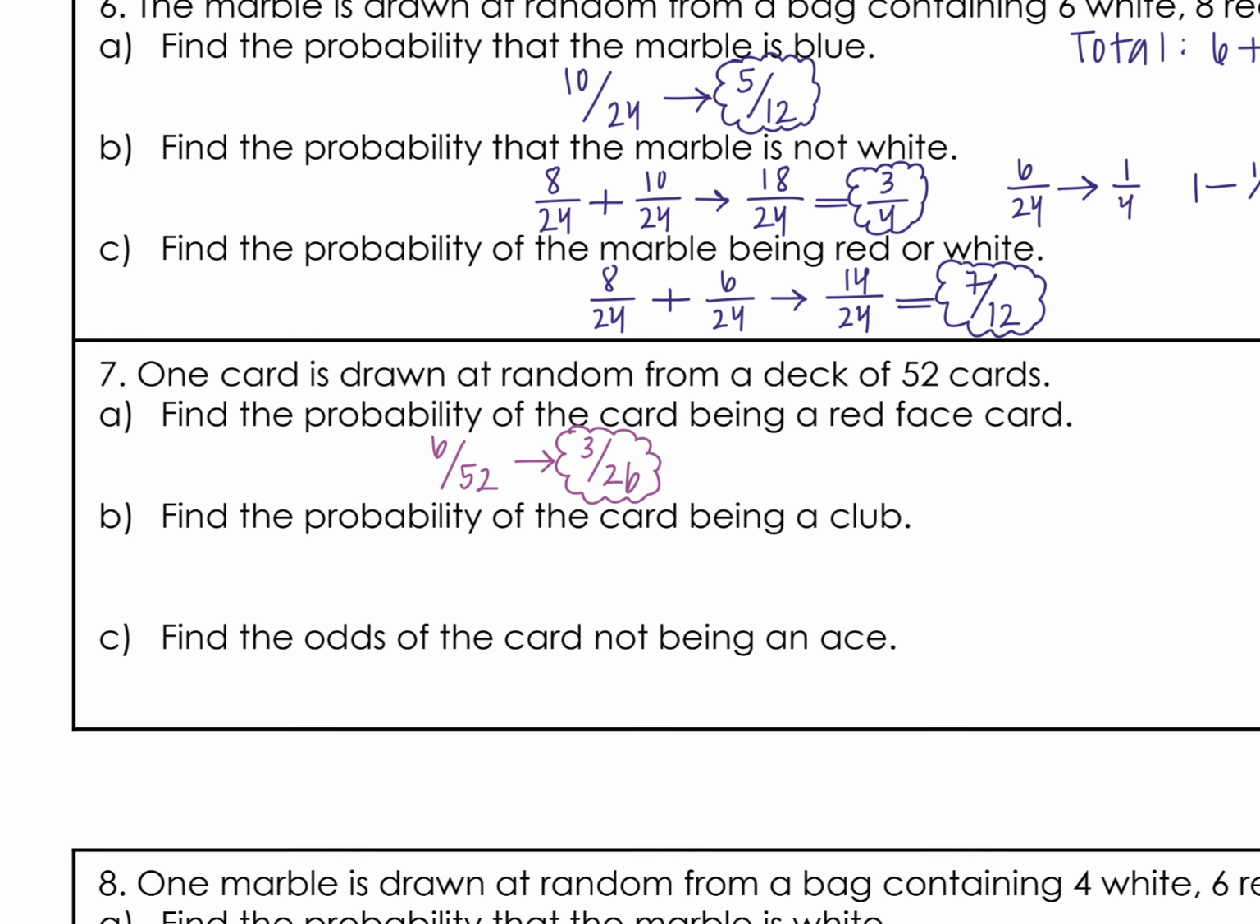Okay, find the probability of the card being a club. Well, the club is a suit, and there's going to be 13 of each suit. And so we would have 13 over 52, which will just reduce to 1/4.